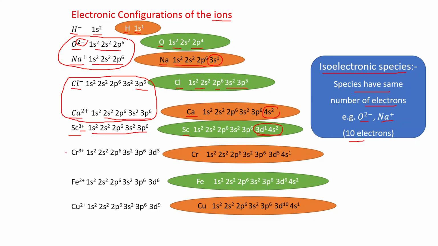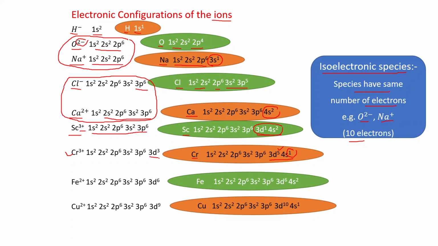Then again come to chromium. Electronic configuration, if you compare the last one, is 3d5 4s1. Okay, when it loses 3 electrons, now be careful here. When it loses 3 electrons, first this electron is lost. Then the remaining 2 electrons will go from this 3d, and this becomes 3d3.